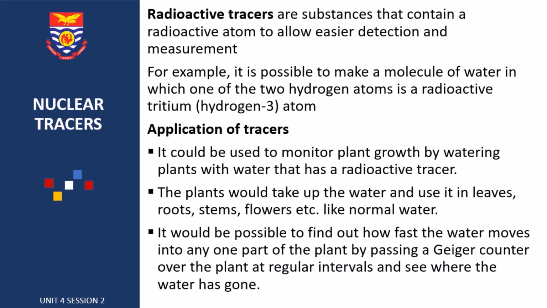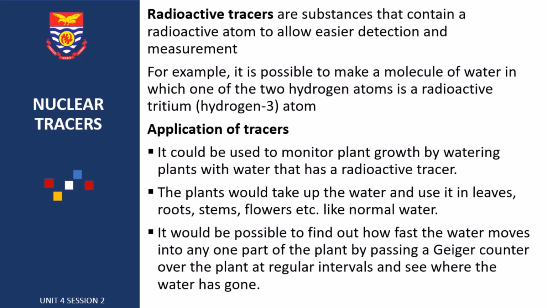Radioactive tracers are said to be substances that contain radioactive atoms that can allow for easier detection and measurements. These radioisotopes can be detected by means of an electroscope or an electrometer or the Geiger-Müller counter. A typical example of a radioactive tracer is when one of the hydrogens of a water molecule is replaced by a tritium. The tritium is an isotope of hydrogen. Now this water molecule that contains the tritium is referred to as a radioactive tracer.